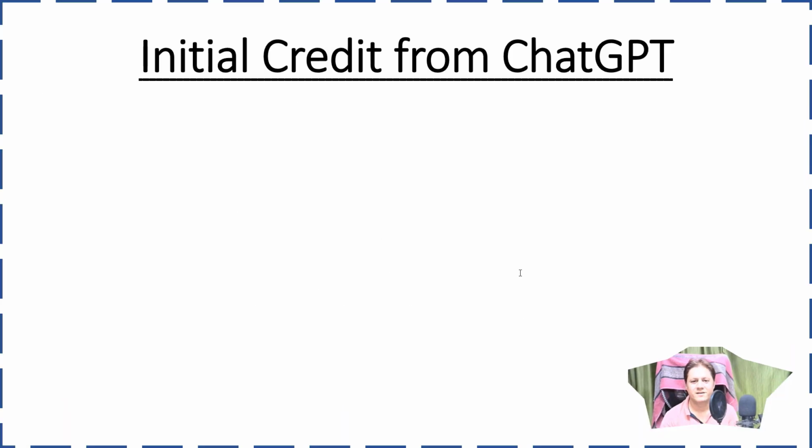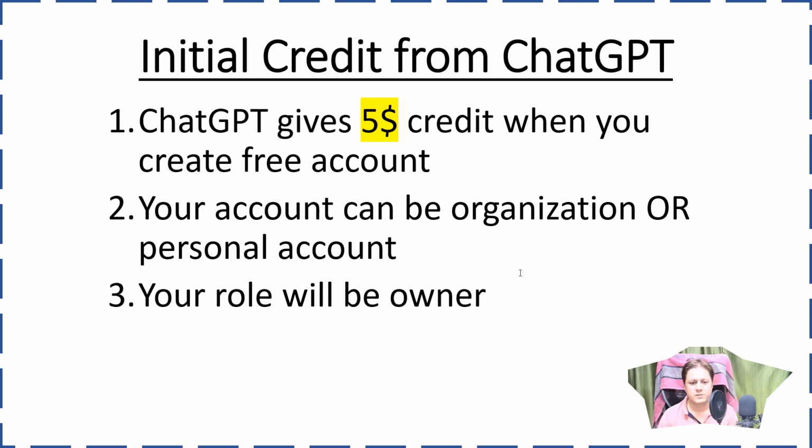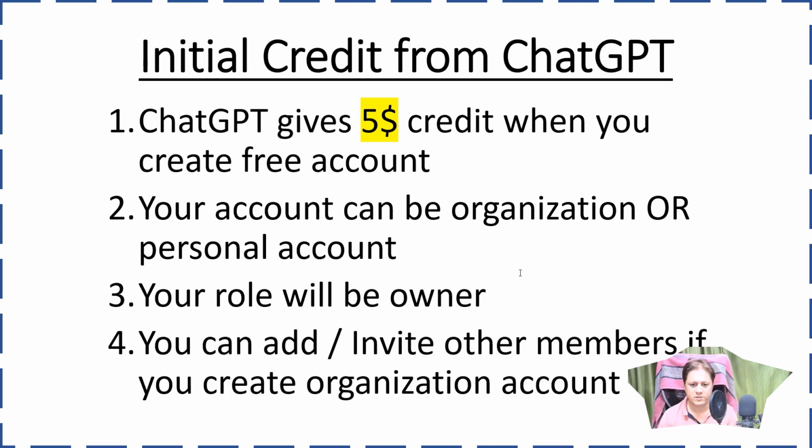Welcome back again. Here I am giving you some very important information regarding the API. Initial credit: whenever you create the account, you will get $5 as credit for using the API integrations and trying the playground. You can have the account as an organization or as a personal account. I have a personal account, and if I create an organization account, I can invite or add other people also. Initially, whenever you create the account, your role will be owner of that organization or personal account. You can add or invite other members if you create an organization account. This is the initial credit and information about ChatGPT.